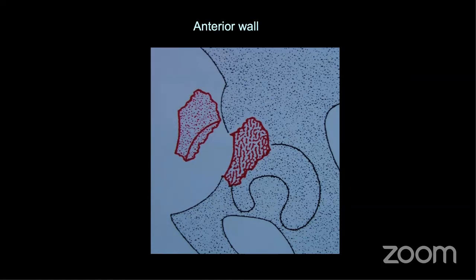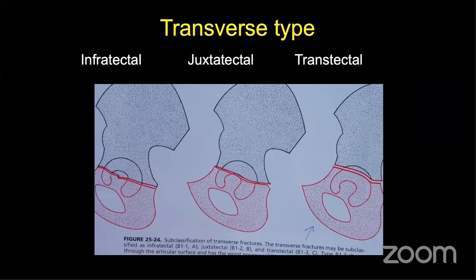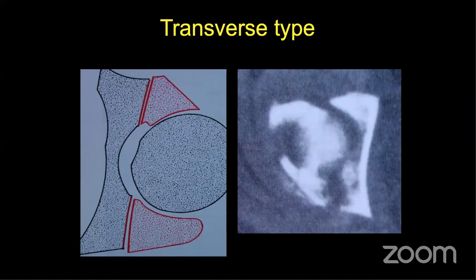Anterior wall and anterior column. An anterior column fracture can be a low fracture or a high fracture. Then you have the transverse type where the fracture goes across the acetabulum, and this can be infratectal, juxtatectal, or transtectal depending on whether the fracture goes through the weight-bearing dome or below that. Naturally, the transtectal fracture, which goes through the weight-bearing dome, has got the worst prognosis. That's how a transverse fracture looks on a CT scan. The fracture line goes from anterior to posterior, because the CT is taken in an axial plane.